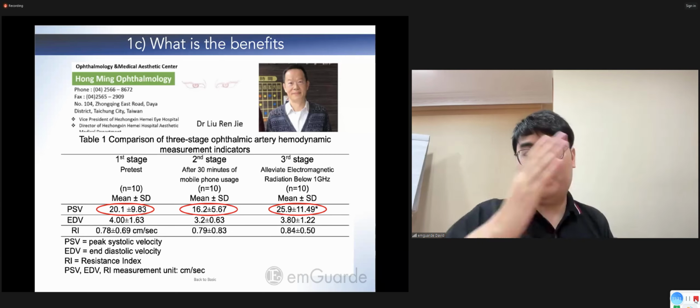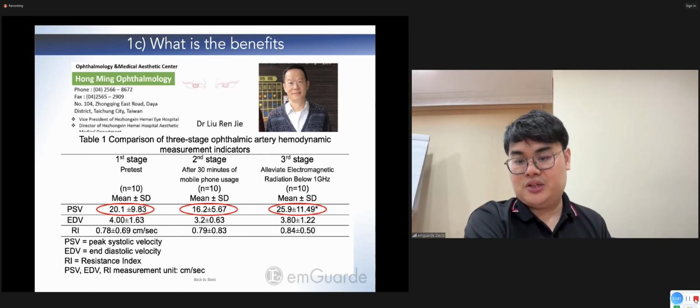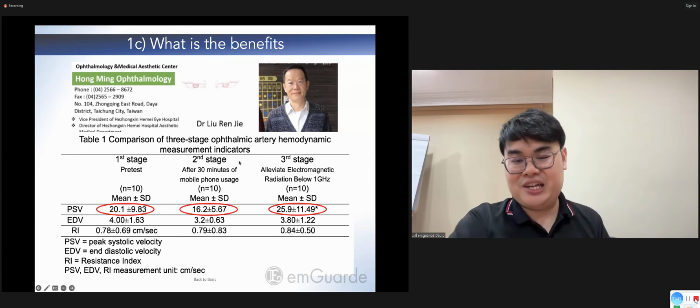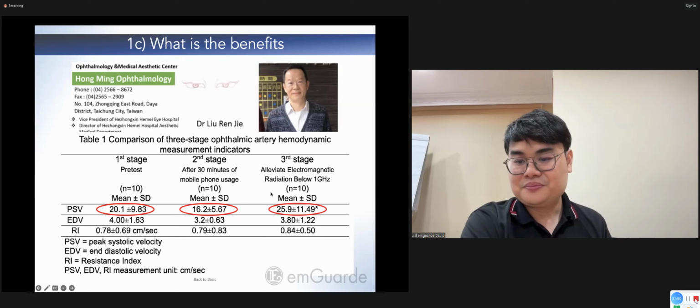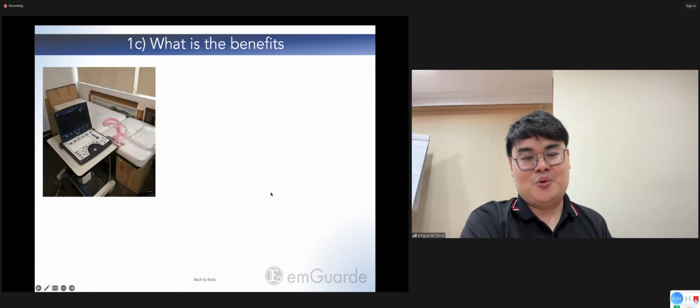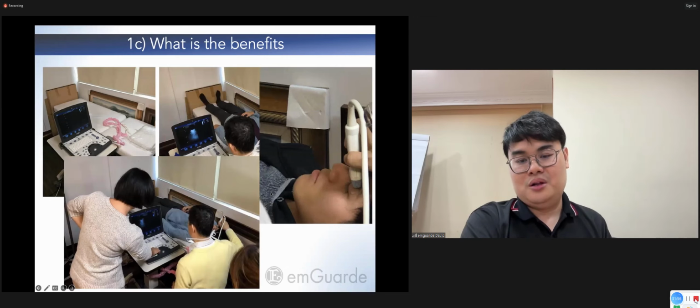But when he turned on the environment harmonizer, so this is the third data that he got. So in this clinical trial, it is there to confirm that when we turn on the emGuarde technology, it actually helps to improve the microcirculation speed as well. And in this case, it's actually the eyeball's microcirculation speed. So far, so good. So this is one piece of amazing information here. And you can actually use this during your marketing initiatives.